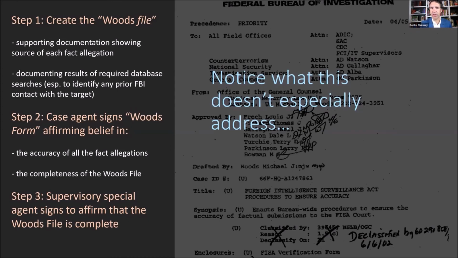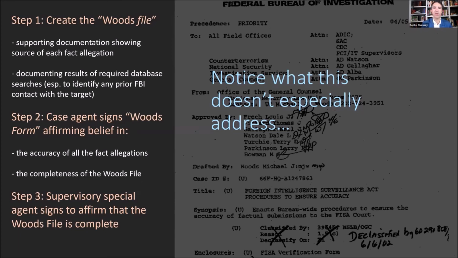Now, notice one thing. The Woods procedures were not originally designed to address directly a very specific sort of problem that's familiar from the context of criminal prosecution. We sometimes call it Brady evidence and Giglio evidence. This is the idea that the government has a powerful and serious affirmative obligation to disclose to the other side exculpatory evidence or evidence that tends to impeach their own witnesses. There's a way of looking at the Woods procedures that maybe it should encompass that sort of thing as well, but it wasn't exactly designed to do that.